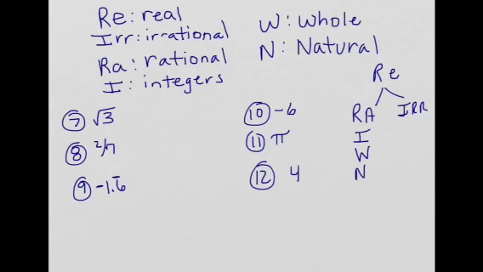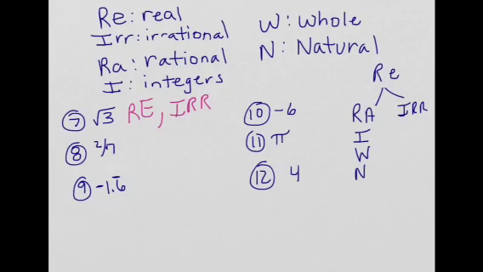Now we're going to go in and start identifying the groups that each one of our numbers belongs to. The square root of 3. The first thing we're going to ask is, is it real? Yes, it's real. Is it rational? No, it's not rational. It's irrational because it doesn't repeat and it doesn't end.